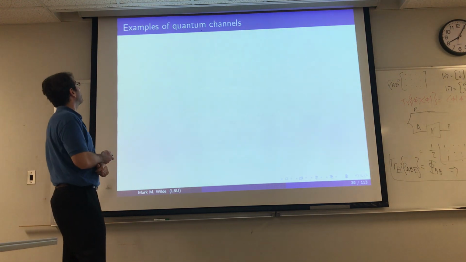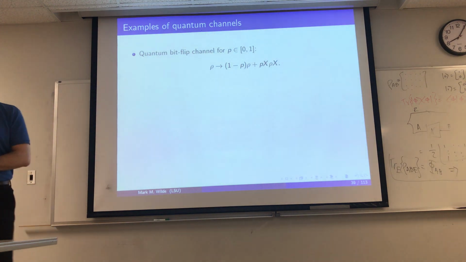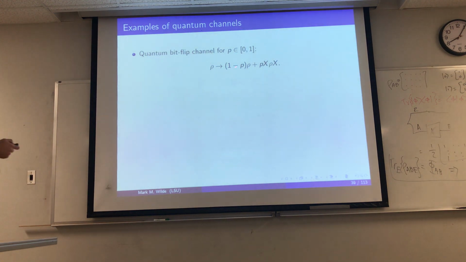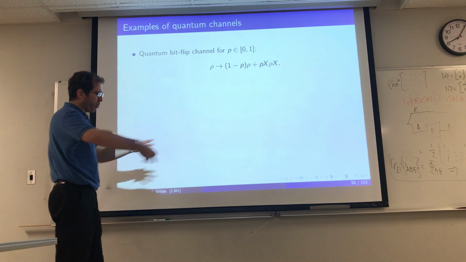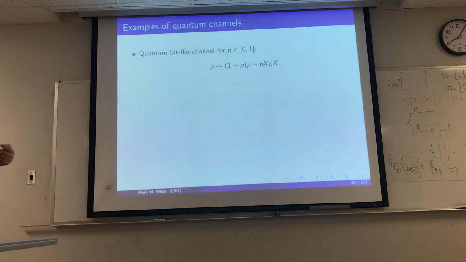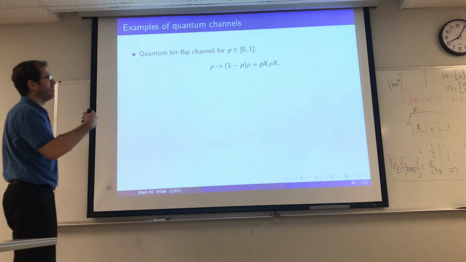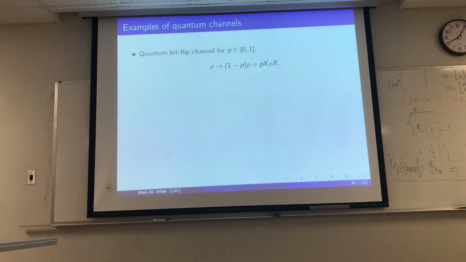Good. What are examples? This is a nice one. It's a very simple toy model, the bit flip channel. So how do you interpret this? You send the qubit through the channel. It goes through with some probability 1 minus p, or a bit flip is applied. Okay? So that's the sigma x.